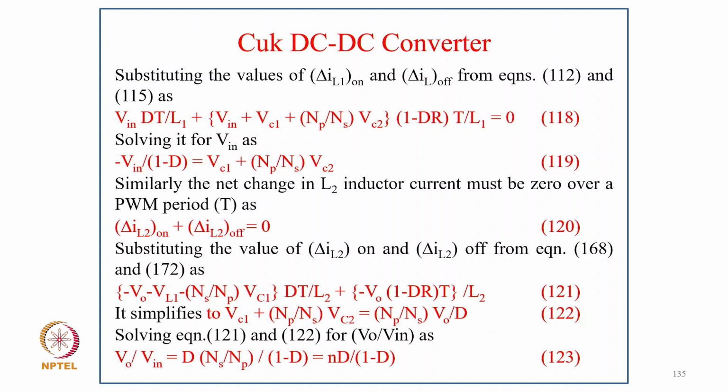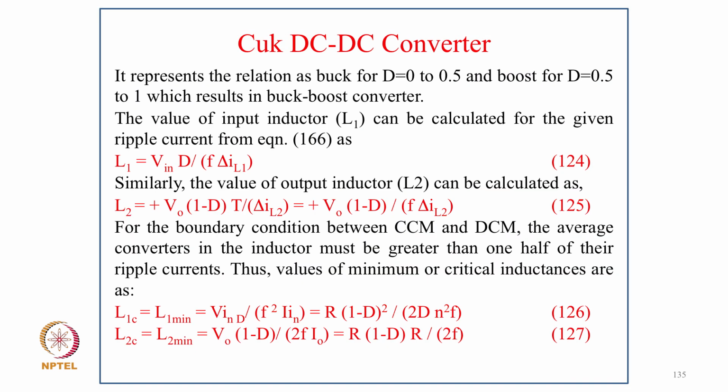Similarly, the net change in current in inductor L2 must be 0 over the period. Delta IL2 on plus delta IL2 off equal to, putting in the values, minus VO minus (NS upon NP) VC1 into dT upon L2 plus minus VO into (1 minus d)T upon L2. Simplifying, VC1 plus (NP upon NS) VC2 equal to (NP upon NS) VO upon d. Solving this, VO upon Vin equal to d times NP upon NS, that is small n, d upon 1 minus d.